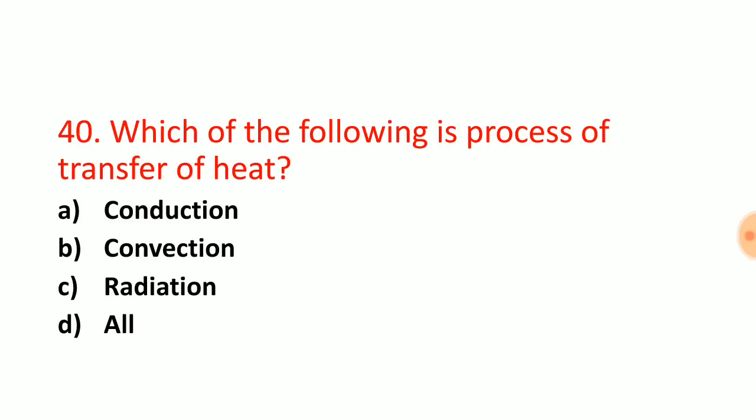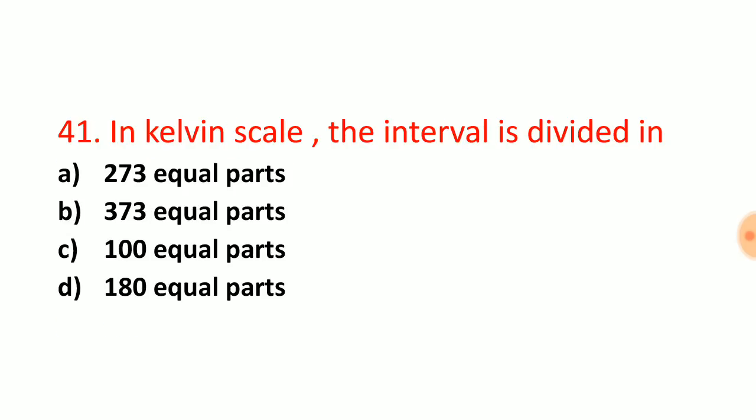Question number 40. Which of the following is the process of transformation of heat? All are processes of transformation of heat: conduction, convection and radiation. In solid, conduction is the process. In liquid, water, convection is the process, and for electromagnetic wave, radiation is the process. In Kelvin scale, the interval is divided into 100 equal parts.